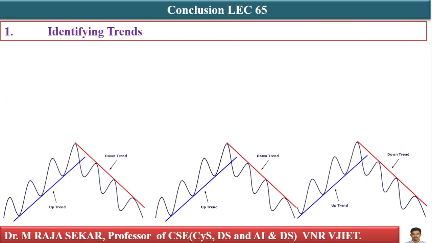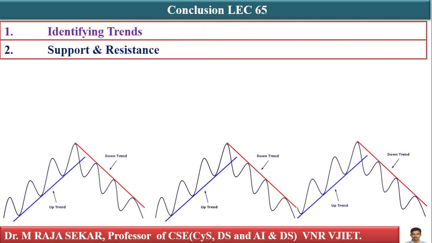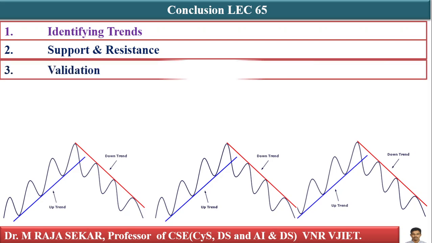I can say what the key takeaways are. First one, it is useful for identifying trends. Trend lines help to determine the overall direction of the market. Direction of the market means that it may be uptrend, downtrend, or sideways. It acts as support and resistance. Uptrend lines act as support, while downtrend lines act as resistance. Breaks in a trend line signal potential reversal.